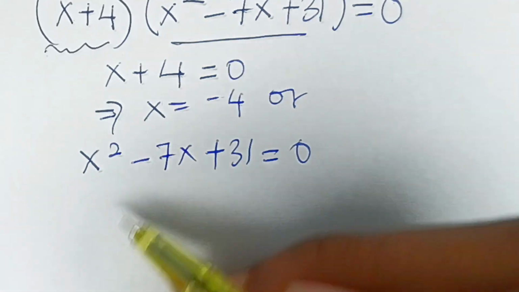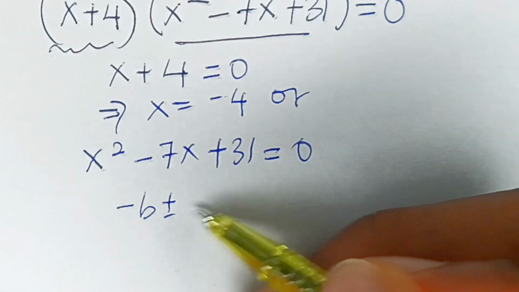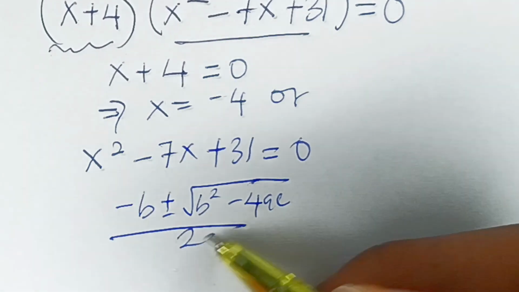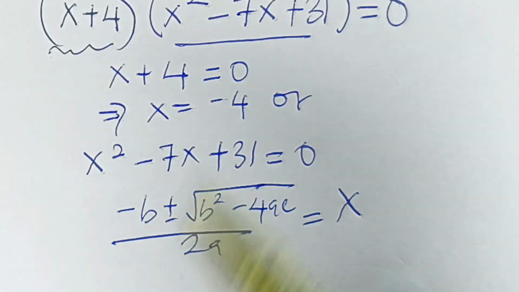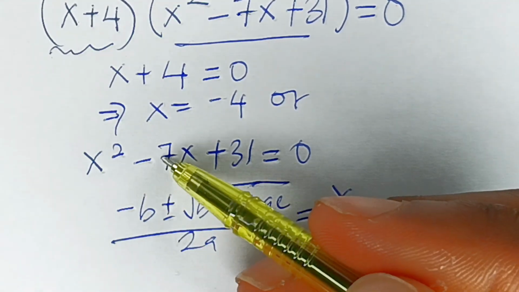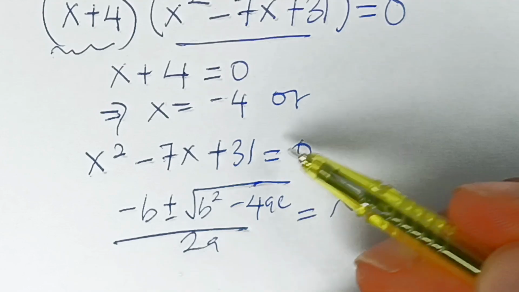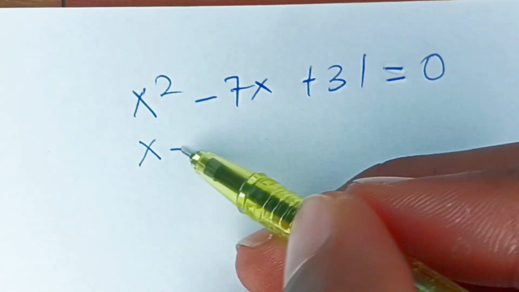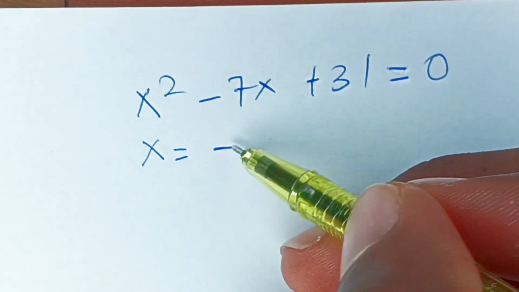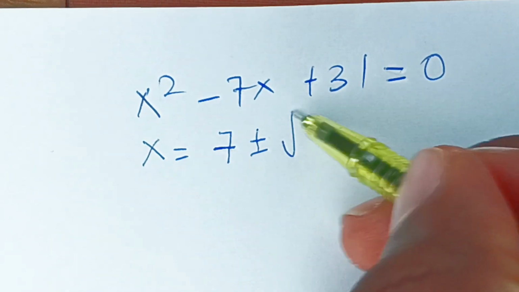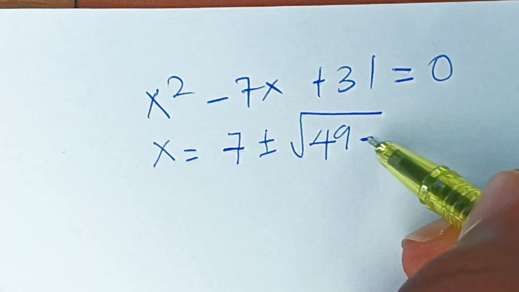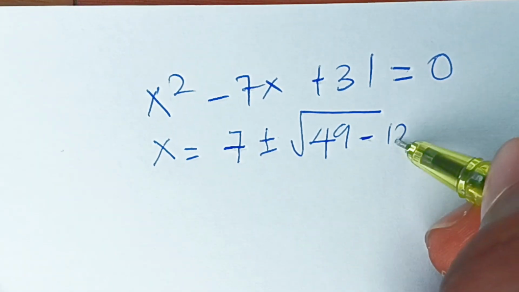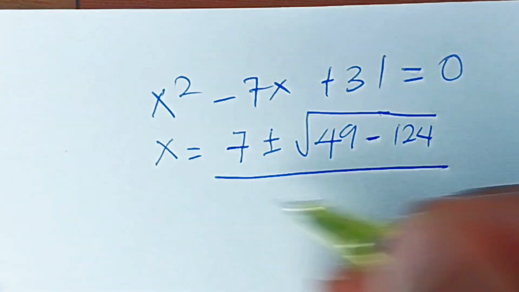Using the quadratic formula to solve this, we have x = (−b ± √(b^2 − 4ac)) / 2a. This is the quadratic formula. Now, b is the coefficient of x, a is the coefficient of x squared, and c is the constant term. Applying this here, x becomes (7 ± √(7^2 − 4 × 31 × 1)) / (2 × 1), which is (7 ± √(49 − 124)) / 2.